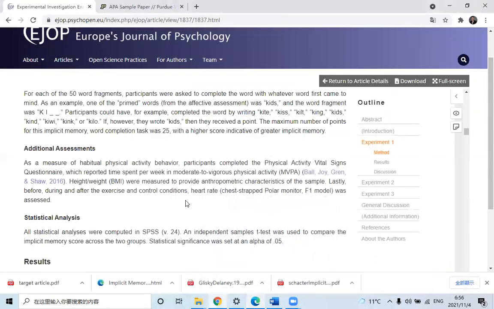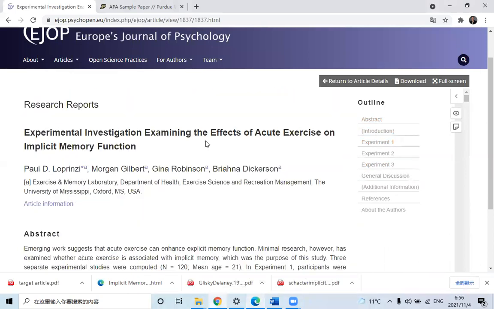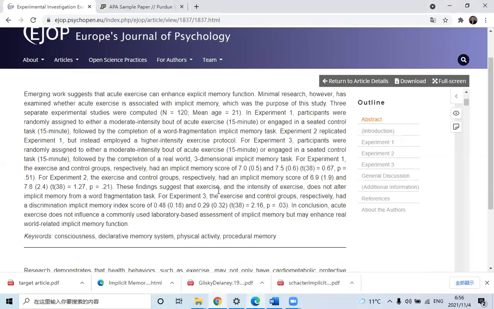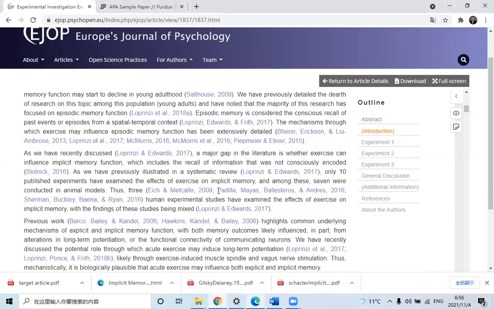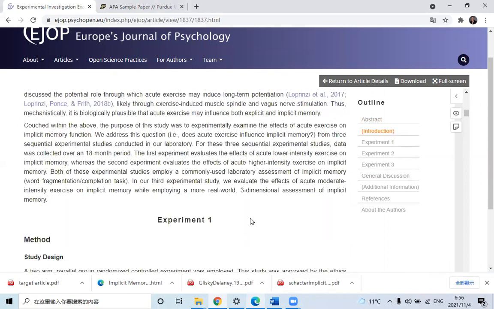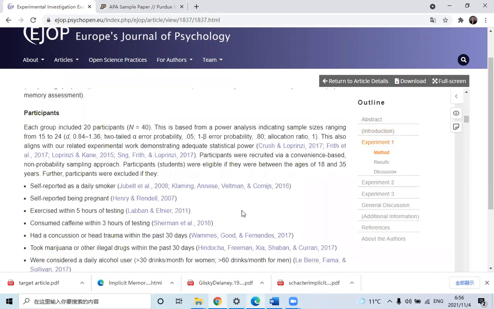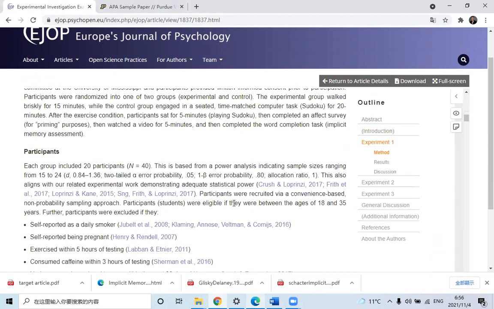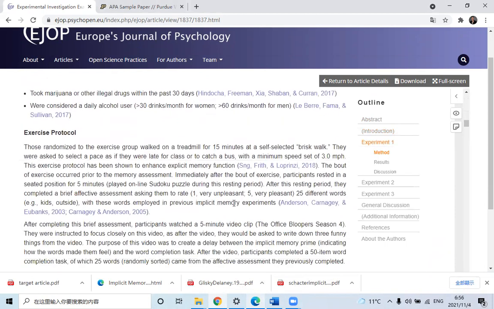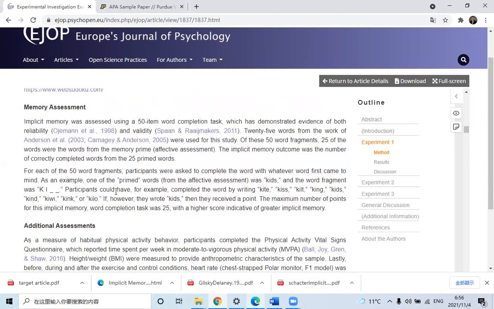Remember, I recommended another article, the article about exercising on implicit memory. This article also introduced some methodology about testing and measuring implicit memory. One of the measures they introduced is the word completion task, word stem completion task. It seems that many researchers use word completion task as a measure of implicit memory.